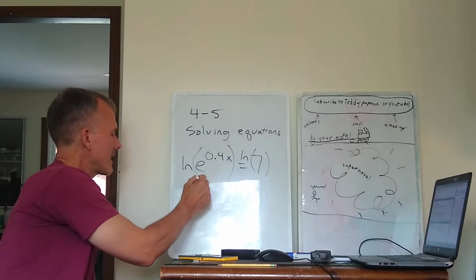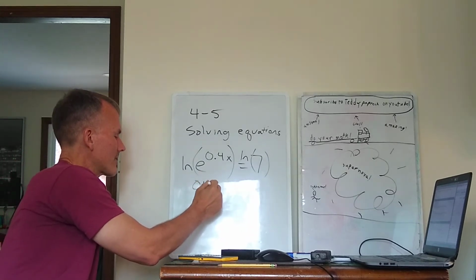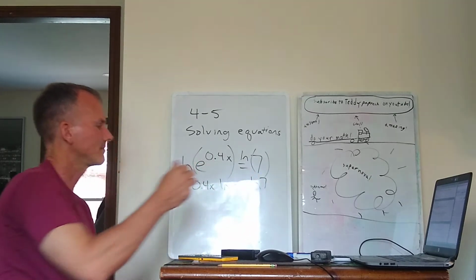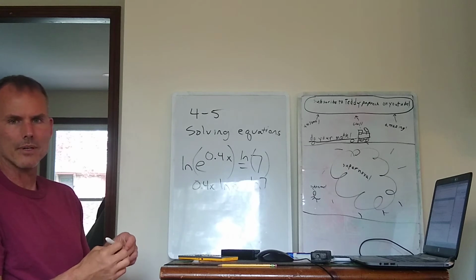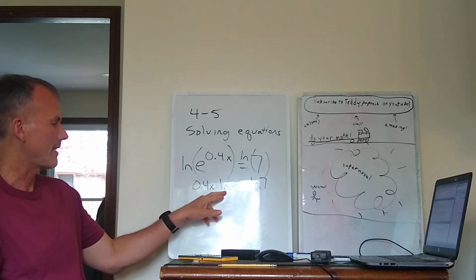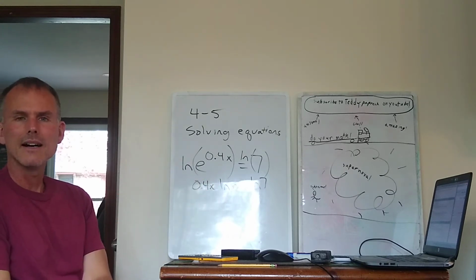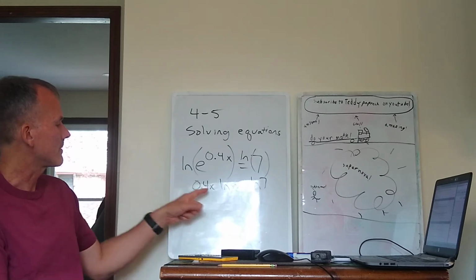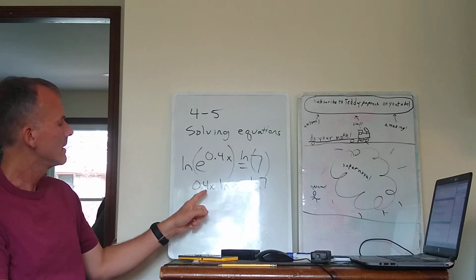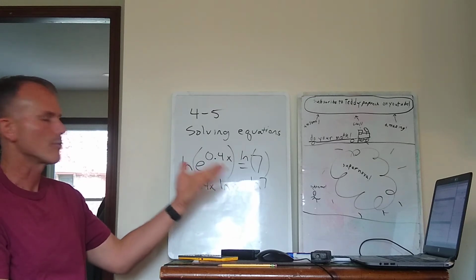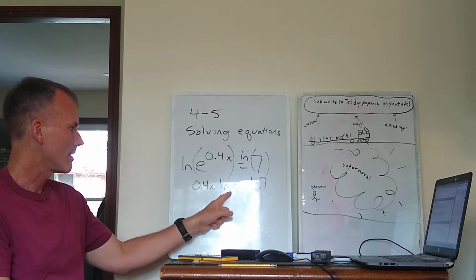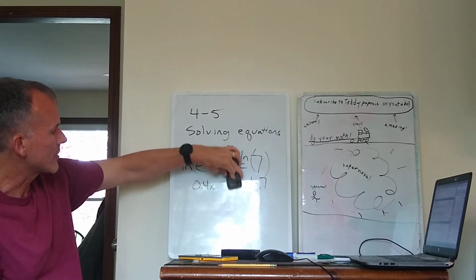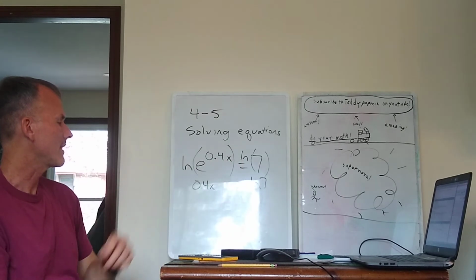So I'm going to write 0.4x times natural log e equals natural log 7. Now, all of you are well aware of the value of natural log of e. The natural log of e is 1, of course. And so essentially, this is 0.4x times 1. I don't really have to write the times 1. And therefore, that whole expression, natural log e, can kind of just disappear because its value is 1.